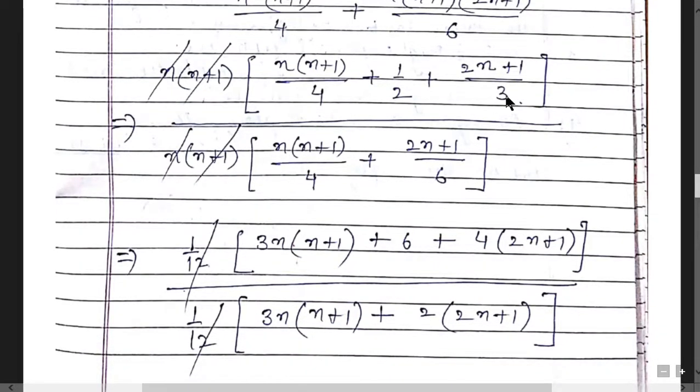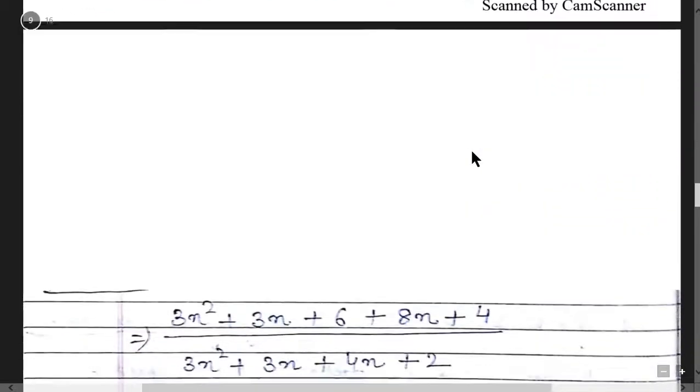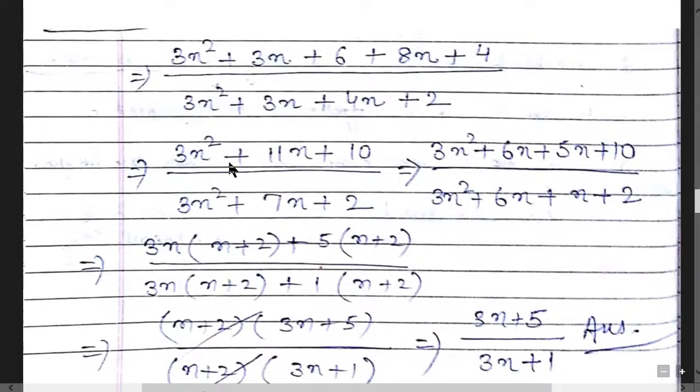Now you can take 12 LCM. In the first term, it's 3n into n plus 1, and second term is 6, and 4 into 2n plus 1. Similarly, in the denominator, 3n into n plus 1, then 2 into 2n plus 1. Now multiply the terms. It's 3n square plus 3n plus 6 plus 8n plus 4, and similarly in the denominator. In the numerator, 3n square plus 11n plus 10. 8 plus 3, 11. Then 3 plus 4, 7.